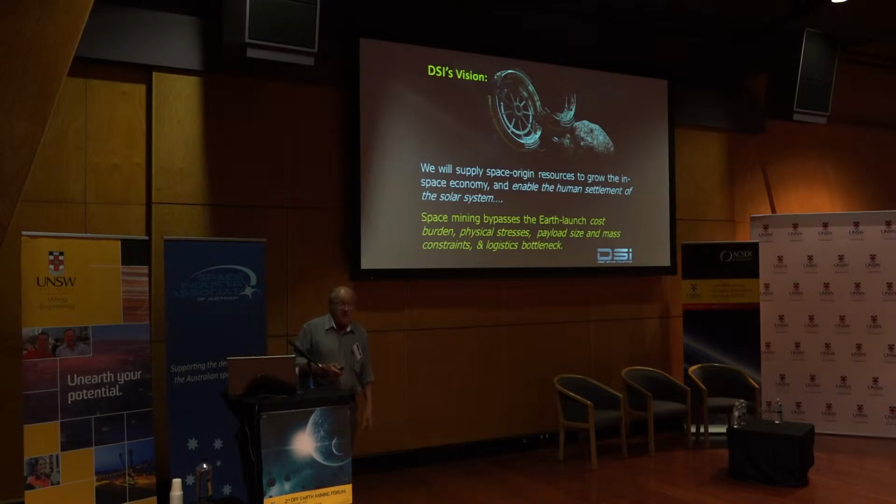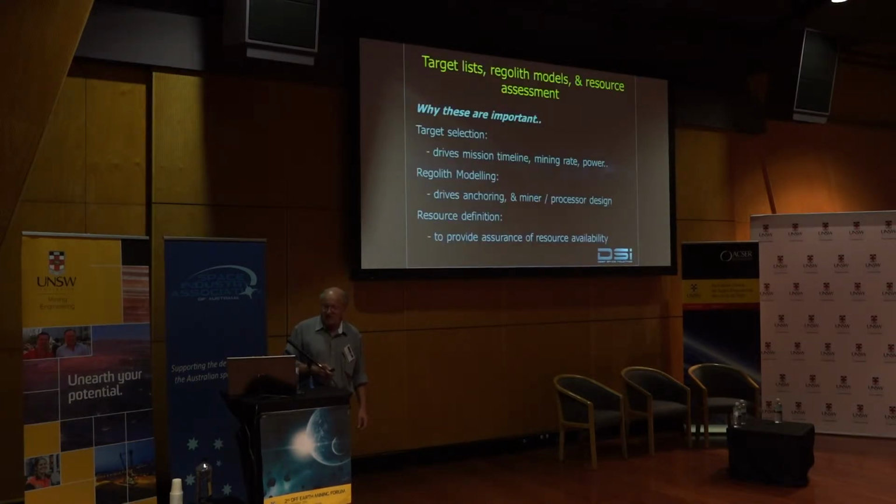Quickly, the DSI vision we talked about this morning. We want to supply space resources for enabling human settlement of the solar system. Target lists, where to go to. Asteroid target lists, regolith models, and resource assessment are three areas that have been exercising my brain over the last 1.5 years or so. Why?